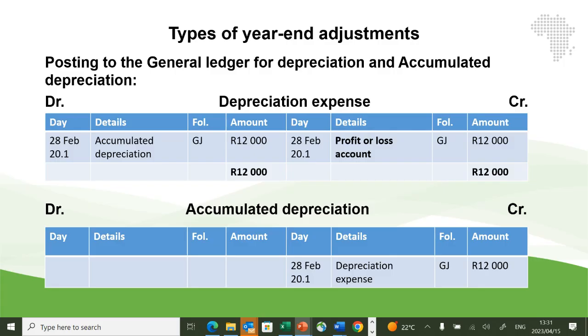Then we move to your accumulated depreciation. When we debited depreciation expense, we credited what? The accumulated depreciation. So we go to the credit side of the accumulated depreciation account. We put that 12,000 Rand and the description here. When we credited accumulated depreciation, we debited what? We debited the depreciation expense. We write that here.